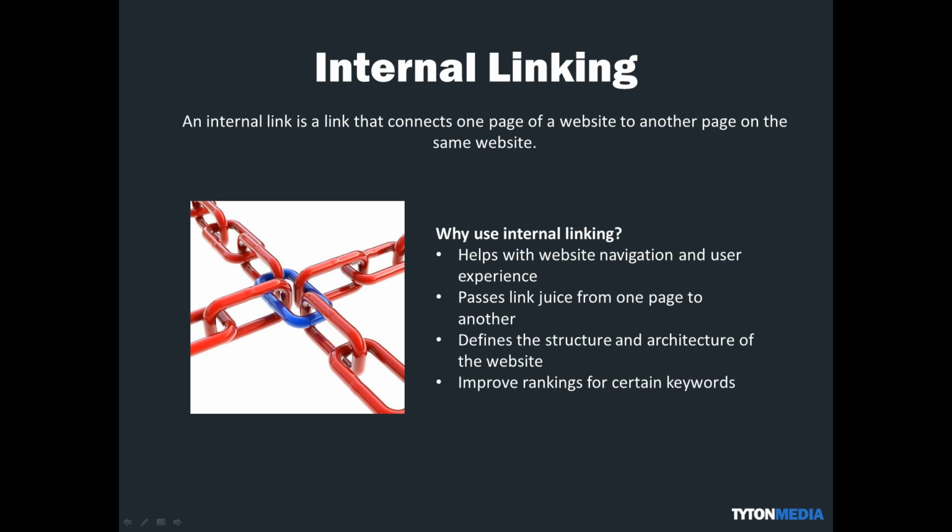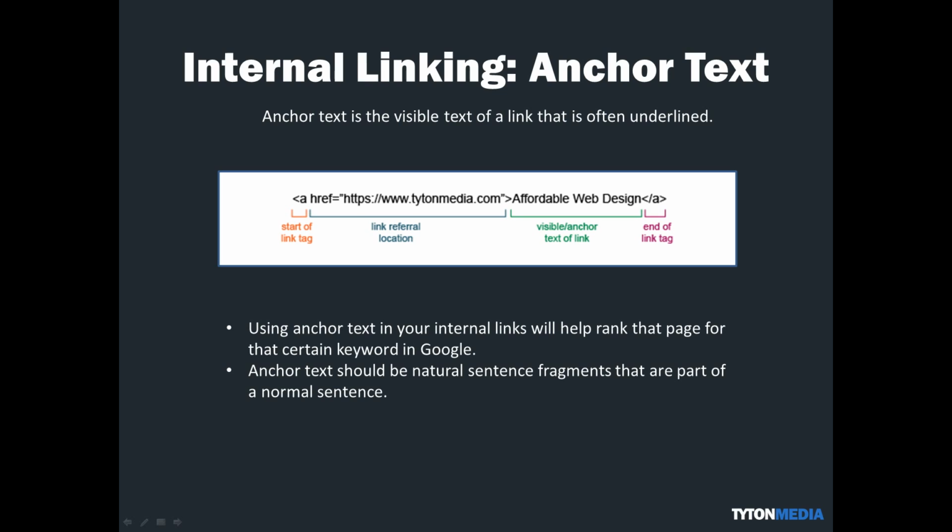Another reason is it can improve rankings for certain keywords. So if you use anchor text on one of your pages to link to another page, it's going to help that keyword's ranking in search engines. The anchor text is the visible text of a link. Often it's blue and underlined, but depending on the CSS, it doesn't have to be. But this text is very important in determining what keywords you rank for and how you rank for them.